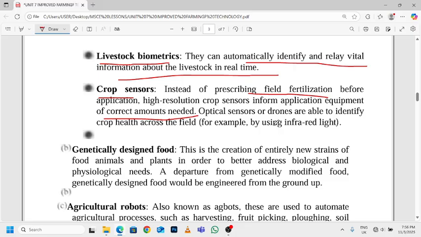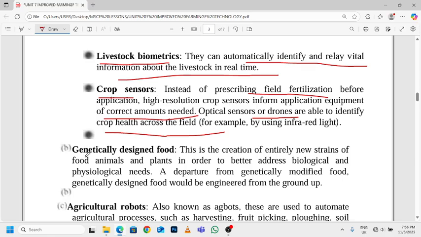You can also have the optical sensors or drones that are able to identify the crop health across the field. The optical sensors, like drones, I think we know drones. We can set them so that when they go to the field they can detect which crops have been attacked by disease. That's the duty of the crop sensors.